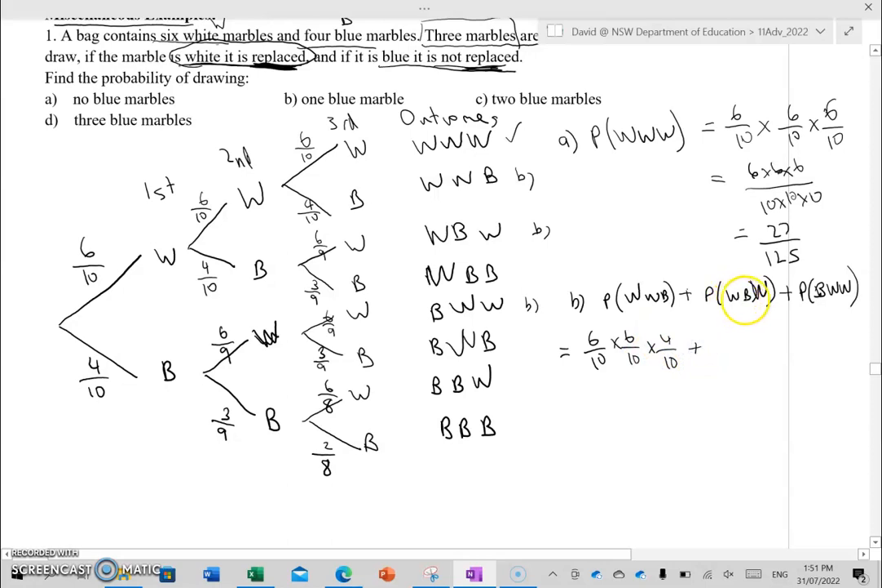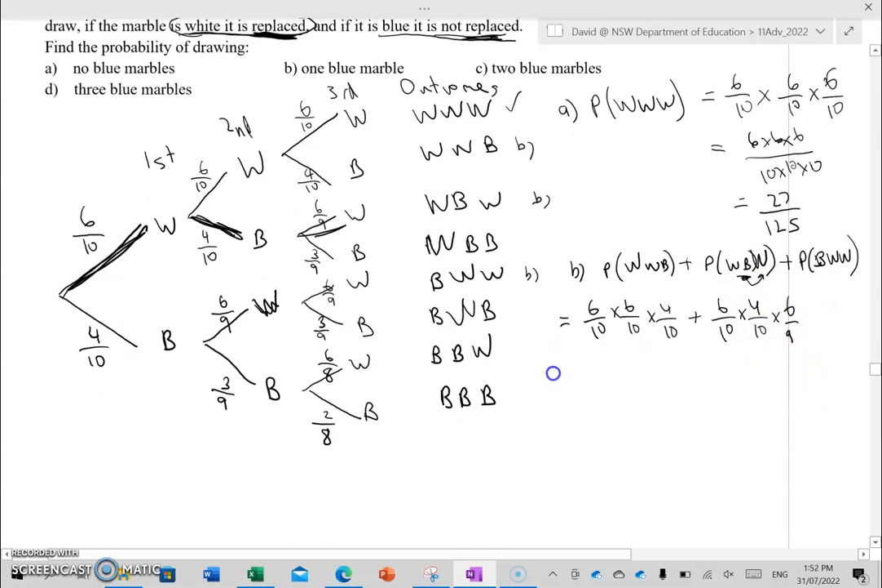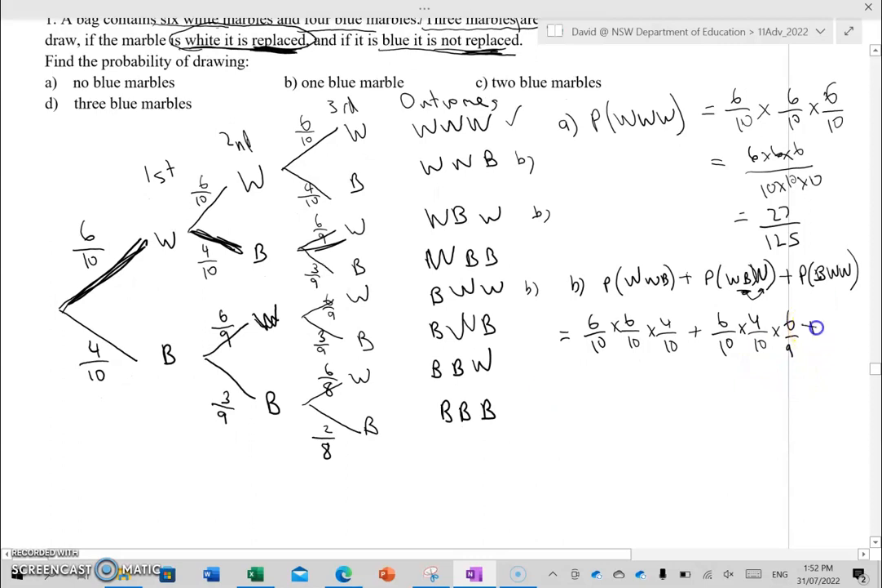Next one, white, blue, white. So just times them. So 6 out of 10 times 4 out of 10 times 3 out of... Oh, hold on. The last white is 6 out of 9. Notice that because I've selected a blue there, it's reduced the total for the next one. So instead of out of 10, it's out of 9.